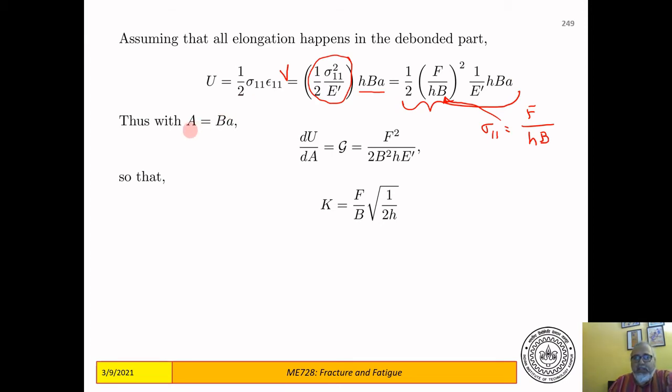Now, crack area is b times a. So del U del a, which is equal to G, will be F square by 2 b square h E prime.